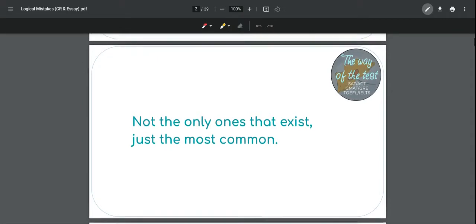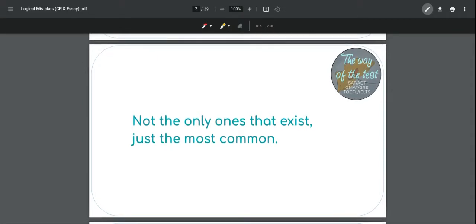Okay, remember these are not the only logical mistakes that exist. We are not making a list of all the possible logical mistakes that exist. We're just talking about the most common. You can look up other mistakes, or if you have a question about any other logical mistake, you can leave that in the comments.